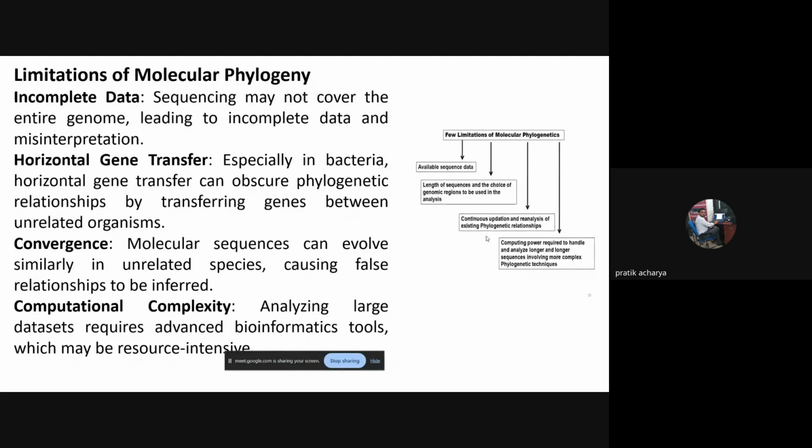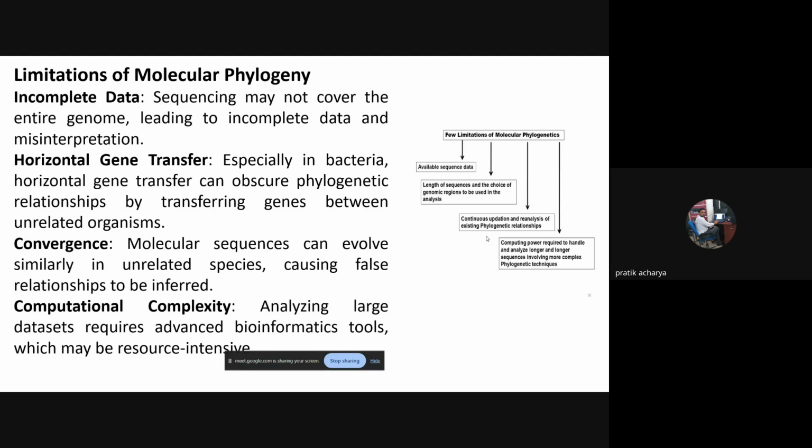The second limitation is horizontal gene transfer. Particularly in bacteria, horizontal gene transfer is found. We'll discuss it in a later slide, but the idea is that a gene is transferred from one species to another at the horizontal level, not from parent to offspring. In higher organisms, vertical transmission occurs from parent to offspring, but in bacteria, that is not found from mother to daughter. Horizontal gene transfer occurs.